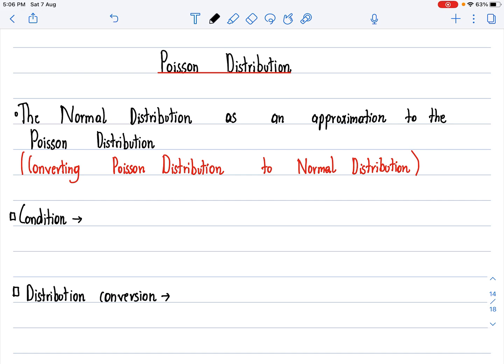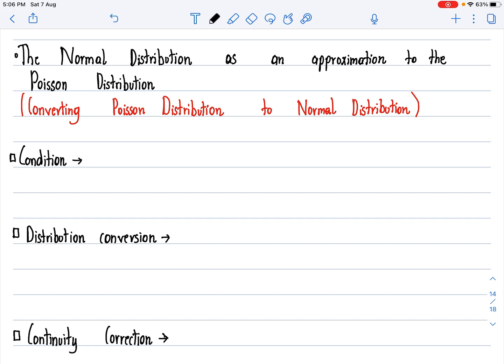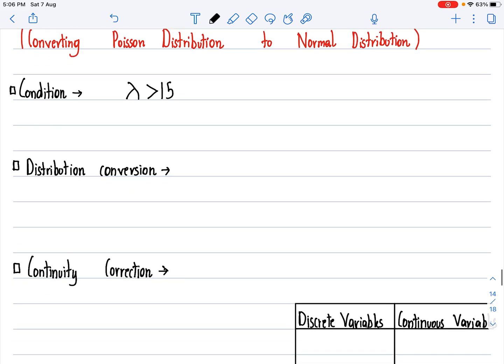So first, let's start with the condition. Even in the previous video when we were converting from binomial to Poisson, we had a condition. Here also we have a condition. The most important condition is that your lambda is more than 15. Only if your lambda is more than 15 can you convert from Poisson to normal. So that's the main condition.